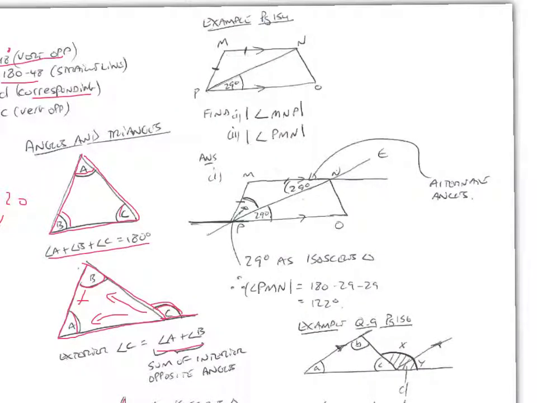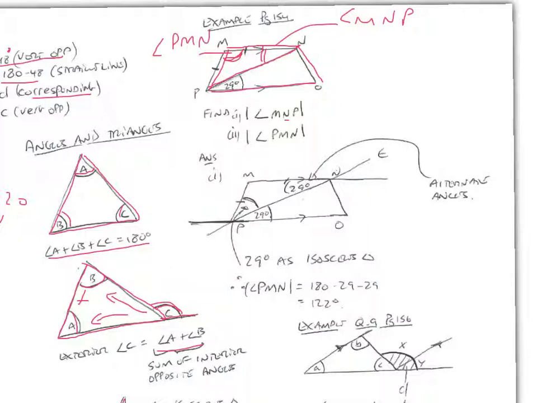So here's an example using those rules. If we're given this quadrilateral here, okay, four-sided figure, and it has a diagonal cutting through from P to N. We're asked to find the angle MNP. So that's this angle here, that's MNP. And then we're asked to find the angle PMN. Okay, PMN, that's the angle PMN.